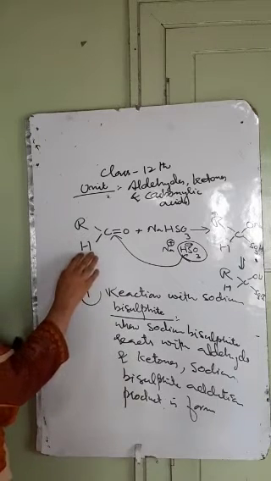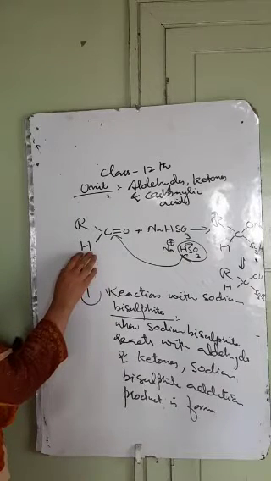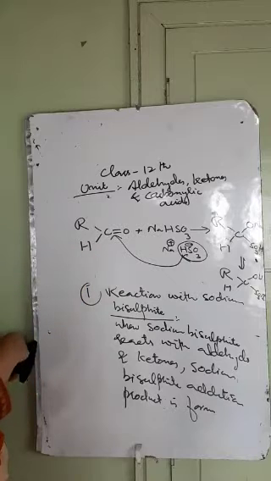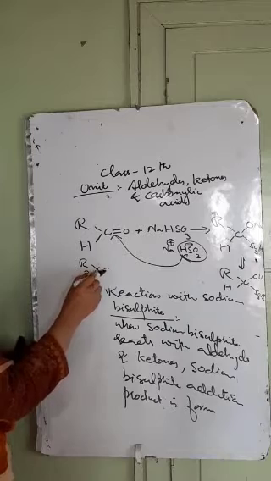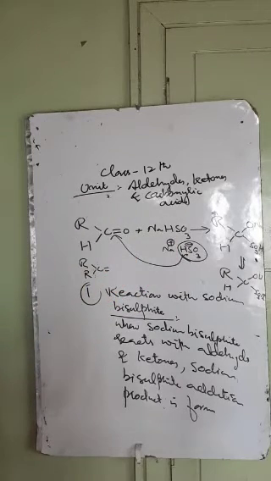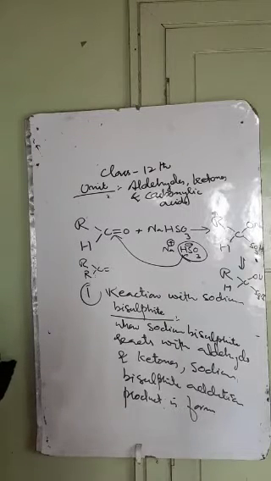So in case of ketones, you replace hydrogen by the alkyl group. So we have the ketone, that is R and C double bond O. Then it reacts in this manner. So this was the first reaction of aldehydes and ketones, that is with sodium bisulfite, where aldehydes and ketones react with sodium bisulfite and result in the formation of an addition product called the sodium bisulfite addition product.